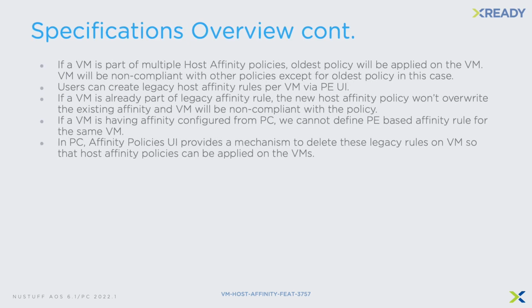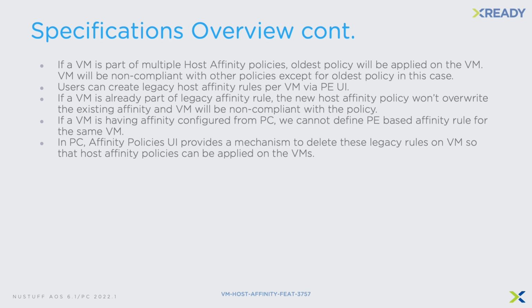So it is possible for a VM to be part of multiple host affinity policies in Prism Central. The oldest policy is the one that will be applied and take action. The other ones are applied, but the VM will be shown as non-compliant with those newer policies.